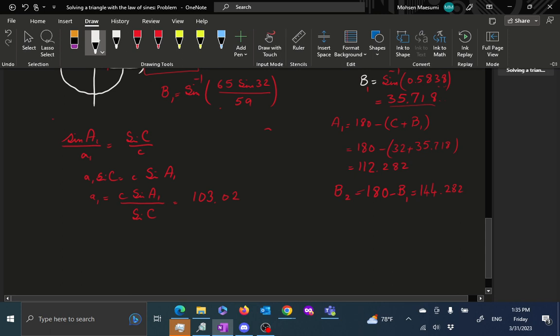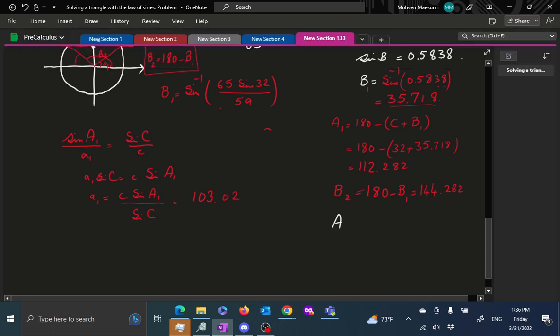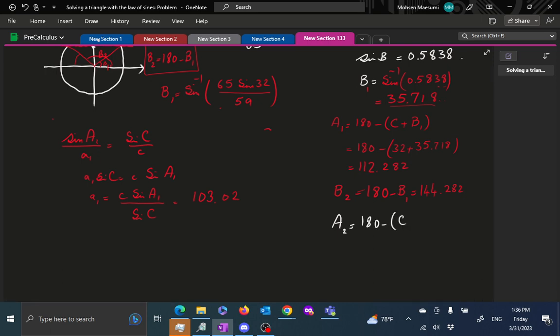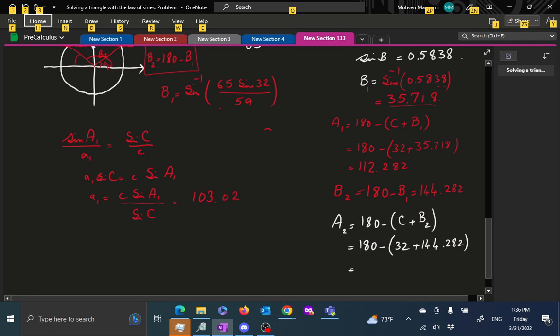We have the angle B2. Now I go ahead and find the angle A2. So that's going to be 180 minus C plus B2. So that's going to be 180 minus angle C, which was 32. B2 is a large angle now, 144.282. Out comes, looks like we get a tiny angle here, 3.718.